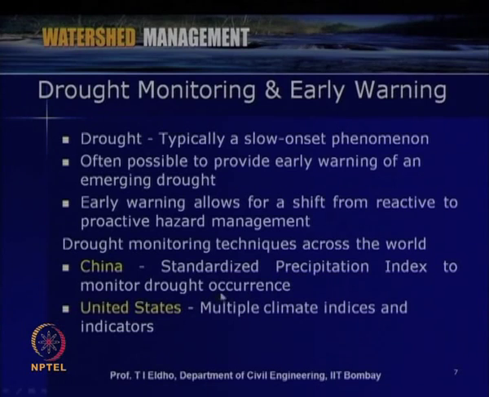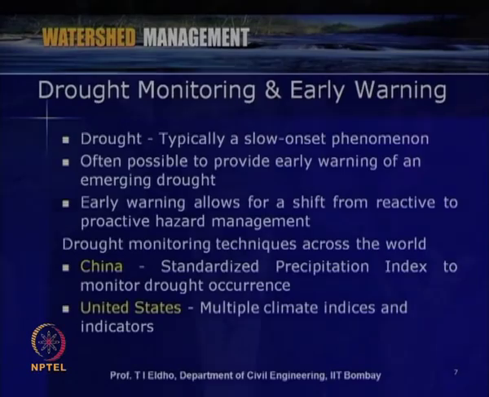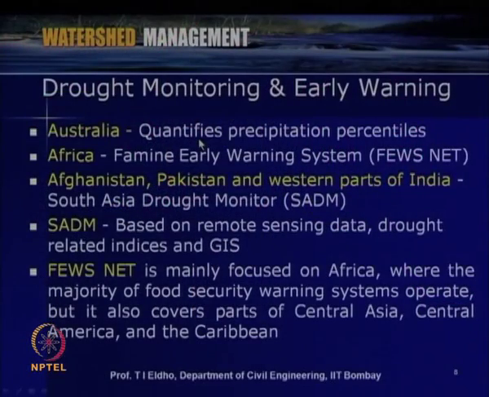Then as far as the United States of America is concerned, instead of choosing one particular drought index, they use multiple climate indices and indicators. So based upon various indicators, they have developed advanced level early warning or monitoring tools, considering all these parameters or indices, some of which we have discussed in one of our earlier lectures. So they use various indices to come up with early warning as far as drought is concerned. Then Australia tries to quantify in terms of precipitation percentiles. So that is what they use as far as early warning is concerned.